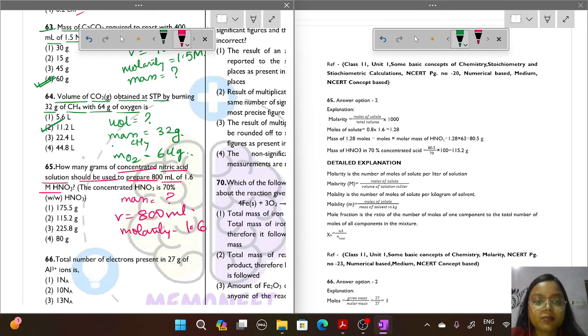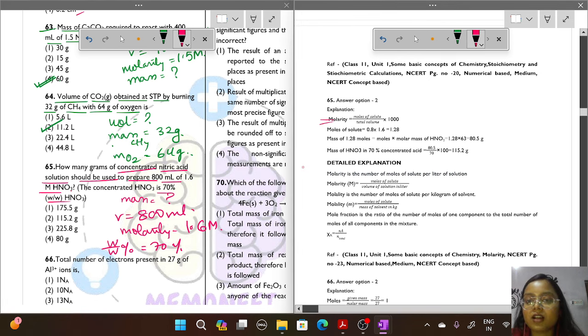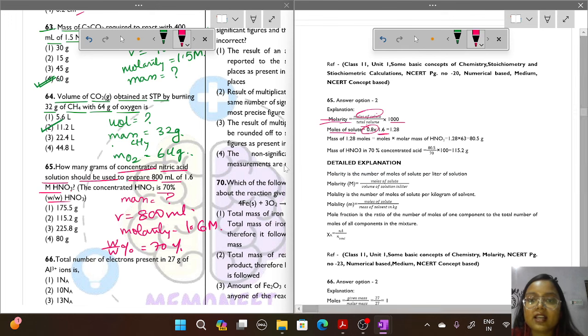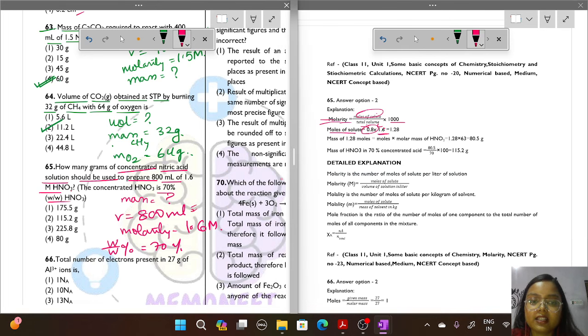Molarity is 1.6, right? The concentrated HNO3 is 70% weight by weight, which means the weight by weight percent is given as 70. Now, we know the formula for molarity: moles of solute by total volume, into 1000. Moles of solute we will find out: molarity is 1.6, and total volume is 0.8. It is given here in milliliter, so it will be 0.8 liter. Molarity is always calculated in liter, right? So moles of solute we will get as 1.28.